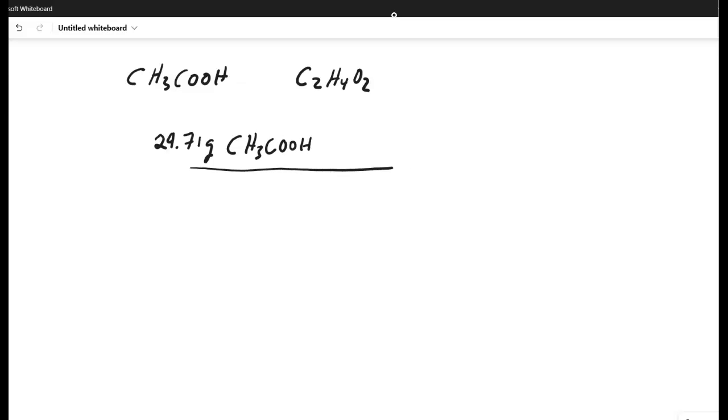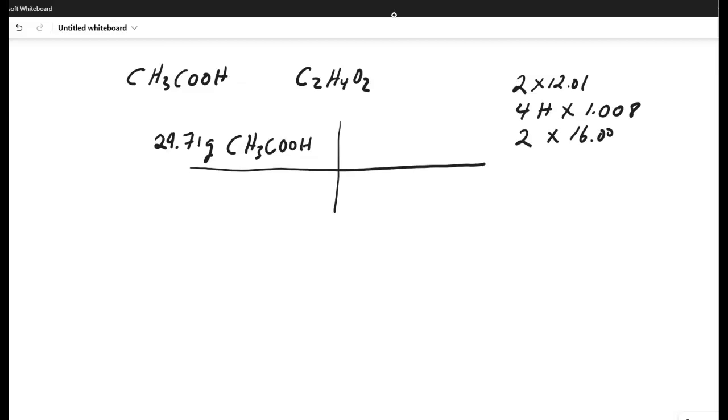Now, what we have to do is figure out how many grams are in 1 mole. So I do that by saying, okay, I've got 2 carbons, and each one has a mass of 12.01. I've got 4 hydrogens, and each one of those is going to be 1.008 grams per mole. And then I've got 2 oxygens, and they're each 16 grams per mole.